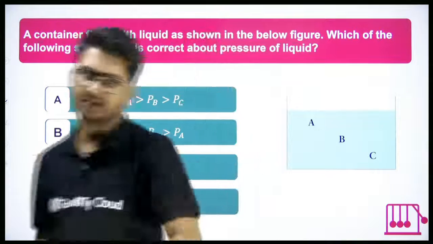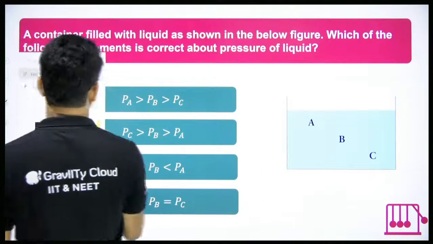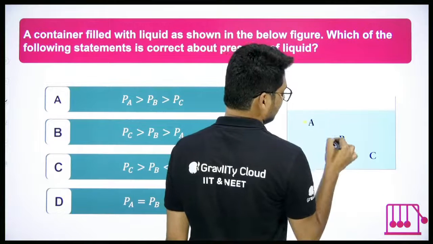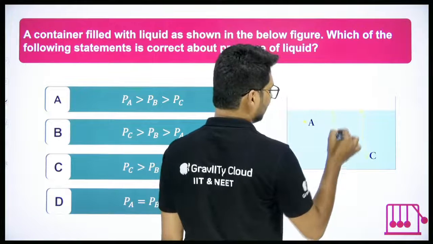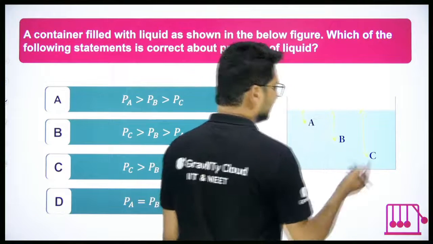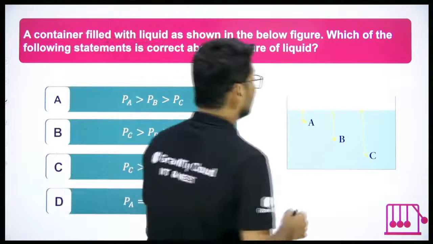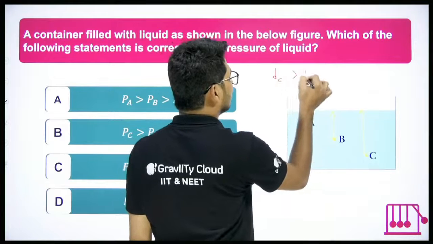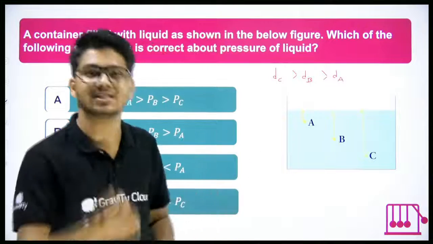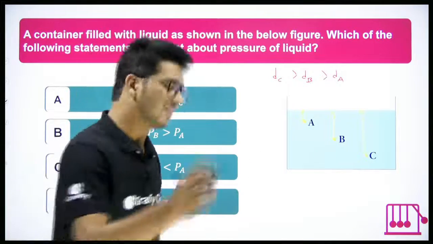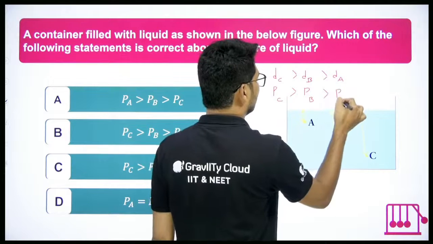Right, so you have 3 points here. C, B and A. Let's say A is here. B is here. C is here. If I look at the depth, then obviously depth of C is greater than depth of B is greater than depth of A. And as depth increases, pressure exerted by liquid increases. That means pressure at C is greater than pressure at B is greater than pressure at A.